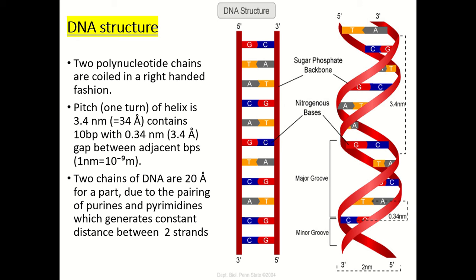So 1 nanometer equals 10 raised to the power minus 9 meter. The two chains of DNA are 20 angstrom apart due to the pairing of purines and pyrimidines, which generates a constant distance between the two strands.